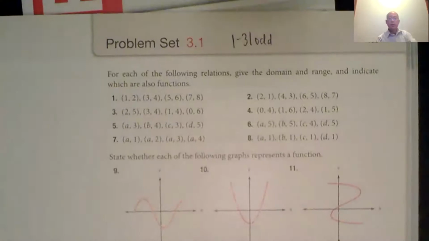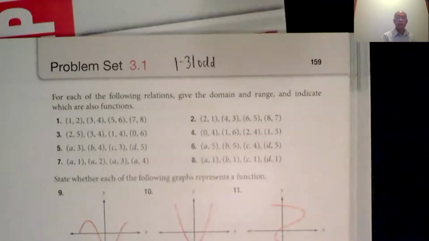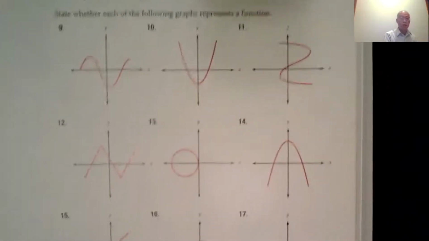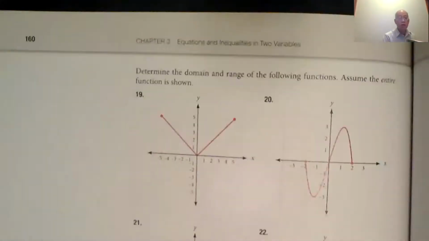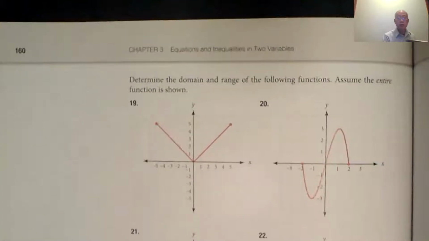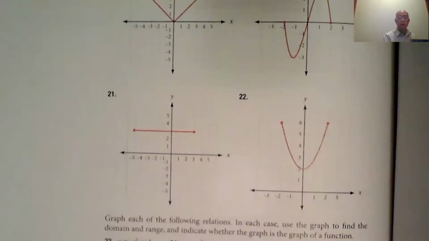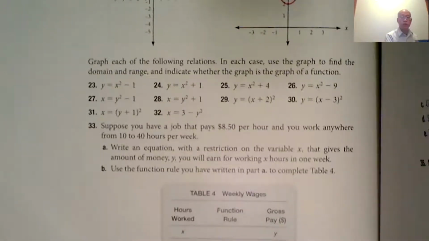Okay, so let's take a look at the homework now. 3.1. The homework is 1 to 31 odd on page 159. So here are some questions, and some more. More. Next page. Page 160 looks like. 20, 21, 22. And we had to go up to 31, so I believe you can see up to 31 there.